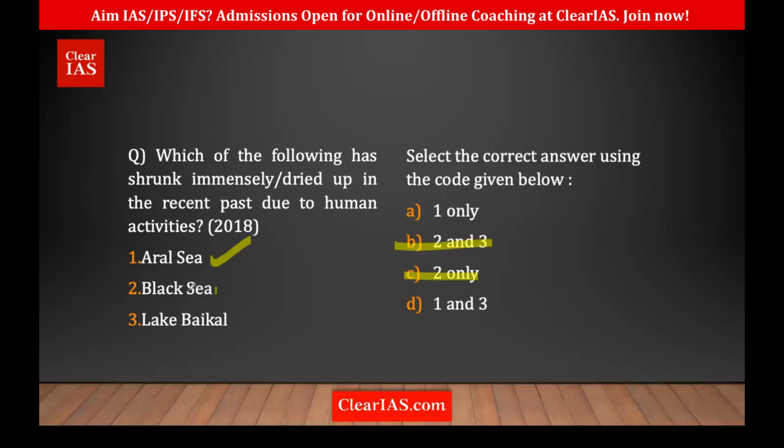So Black Sea is gone because there are only 2 options remaining, 1 and 3 only. You might get confused with 1 and 3 only, but the final UPSC key was 1 only. So the answer is A, Aral Sea, 1 only.